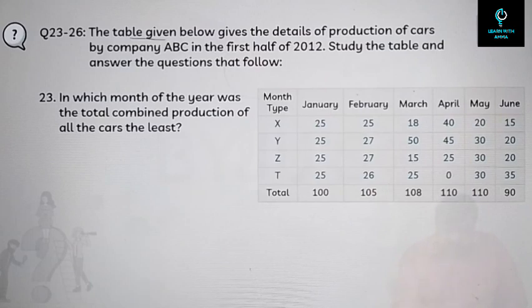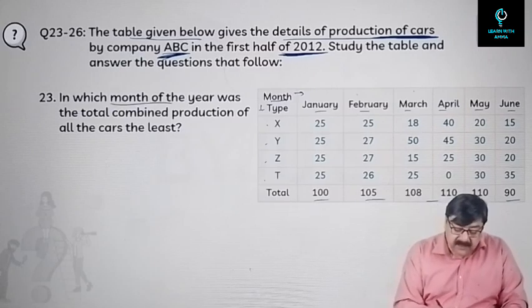Now the table given below gives the details of production of cars by company ABC in the first half of 2012. Now study the table and answer the questions that follow. Let's look at the table. Months are given here horizontally in the first row: Jan, Feb, March, April, May, June. 6 months. Types of cars: X, Y, Z and T. 4 types in total are given and their total production is also mentioned.